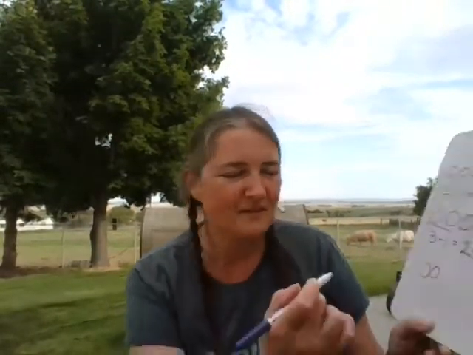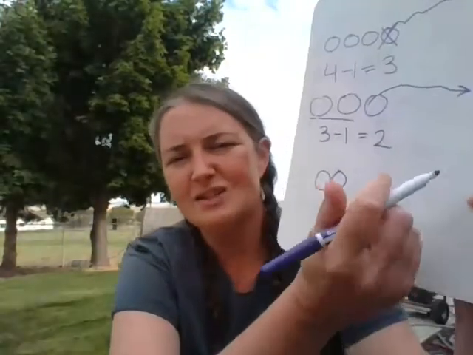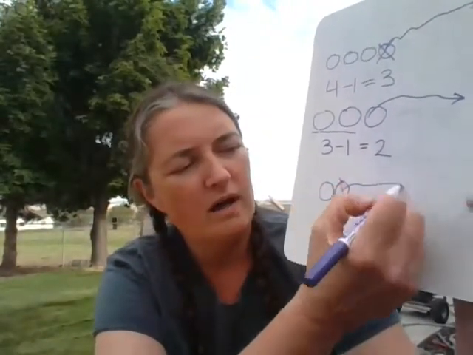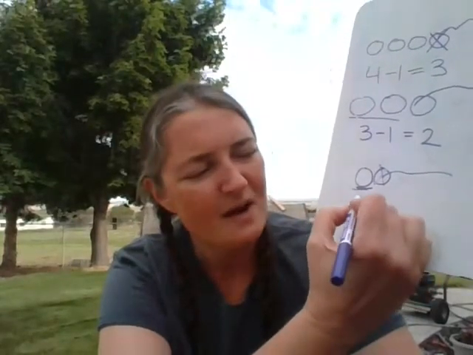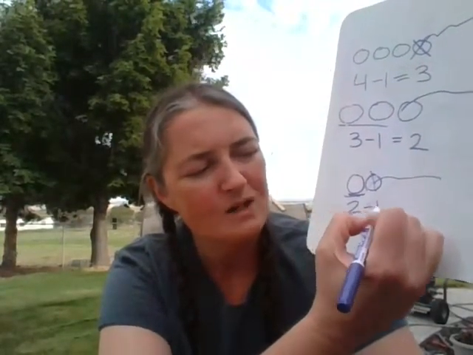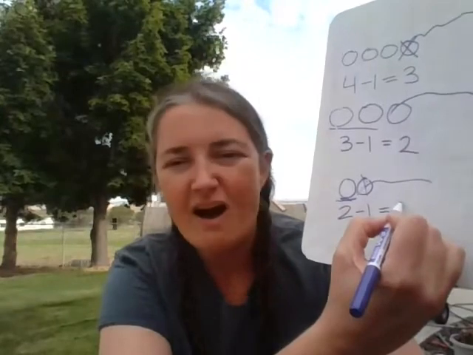All right, you go ahead and draw. I want you to draw it first this time. So we had 2. How many went away? How many are left? Let's see if we get the same answer. He had 2. 1 went away. How many are left? So I can write 2 minus 1 equals 1.